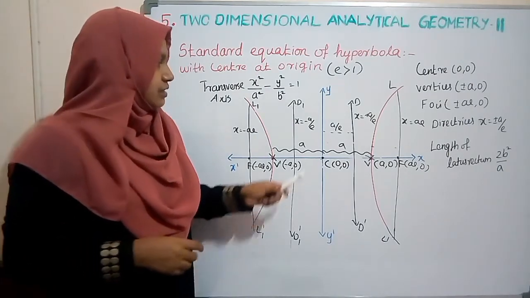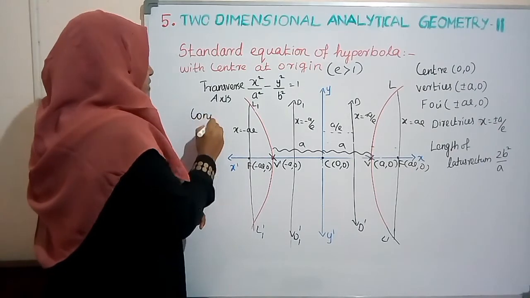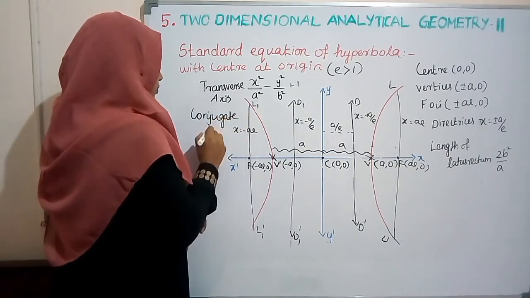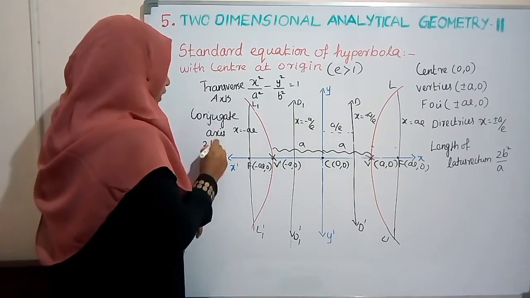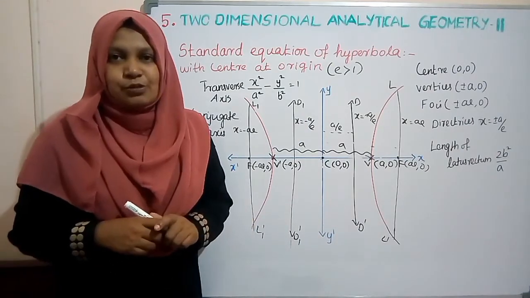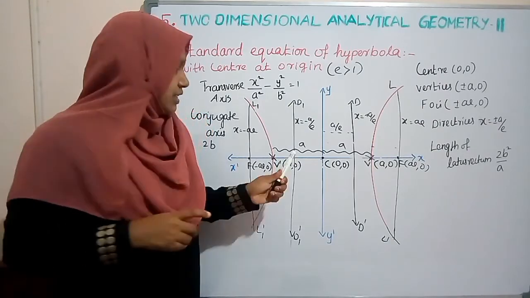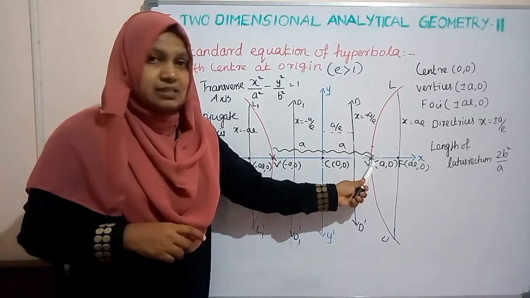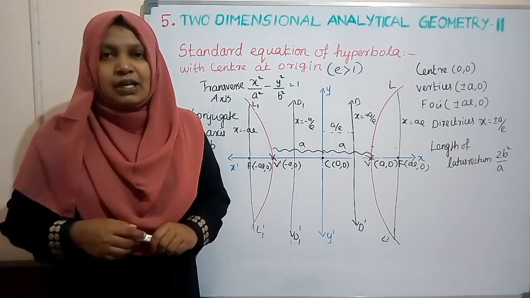And another axis is the conjugate axis. So the conjugate axis is the y-axis here. And its length is 2b. Since it is the y-axis, its equation is x is equal to 0. So if it is of type 1, we can say that the transverse axis is along the x-axis. Now the transverse axis is along the x-axis. So this is of type 1.